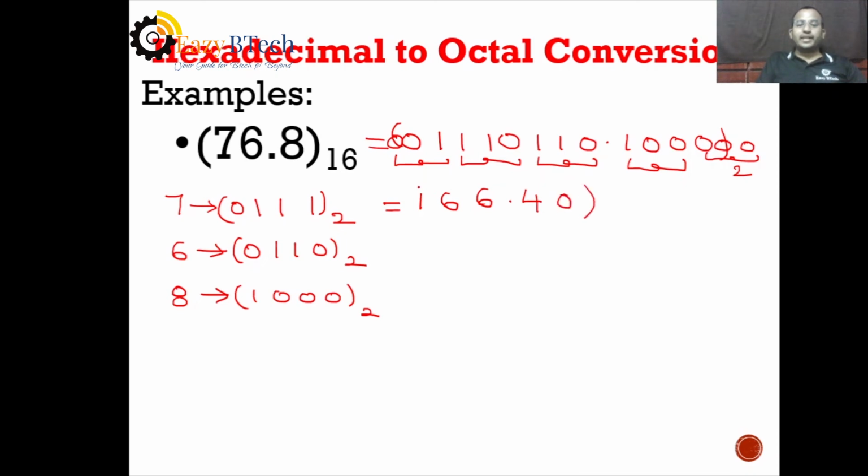So for the given hexadecimal number 76.8, the corresponding octal equivalent is 166.40. Is it clear? So what we are doing is simply converting the hexadecimal number into binary first, and then converting from binary to octal. Is it clear?